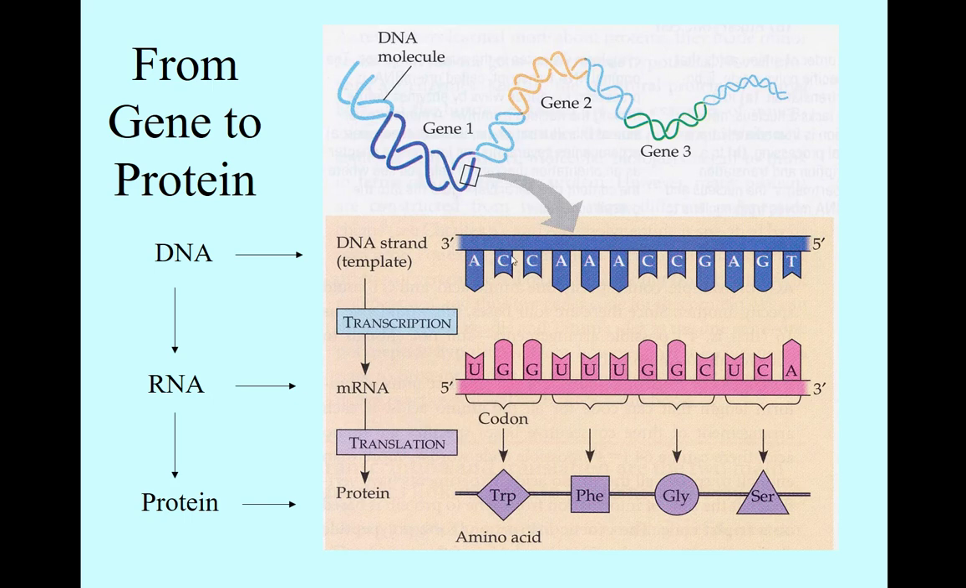And in order to transcribe, this opens up and the complementary RNA nucleotides are added. And the first one that pairs with A is U, and then C to G, C to G, A to U, and so on, T to A. And we have our mRNA transcript right here. And then when it's done being transcribed, it breaks off and leaves the nucleus and it goes into the cytoplasm and it goes into a ribosome.